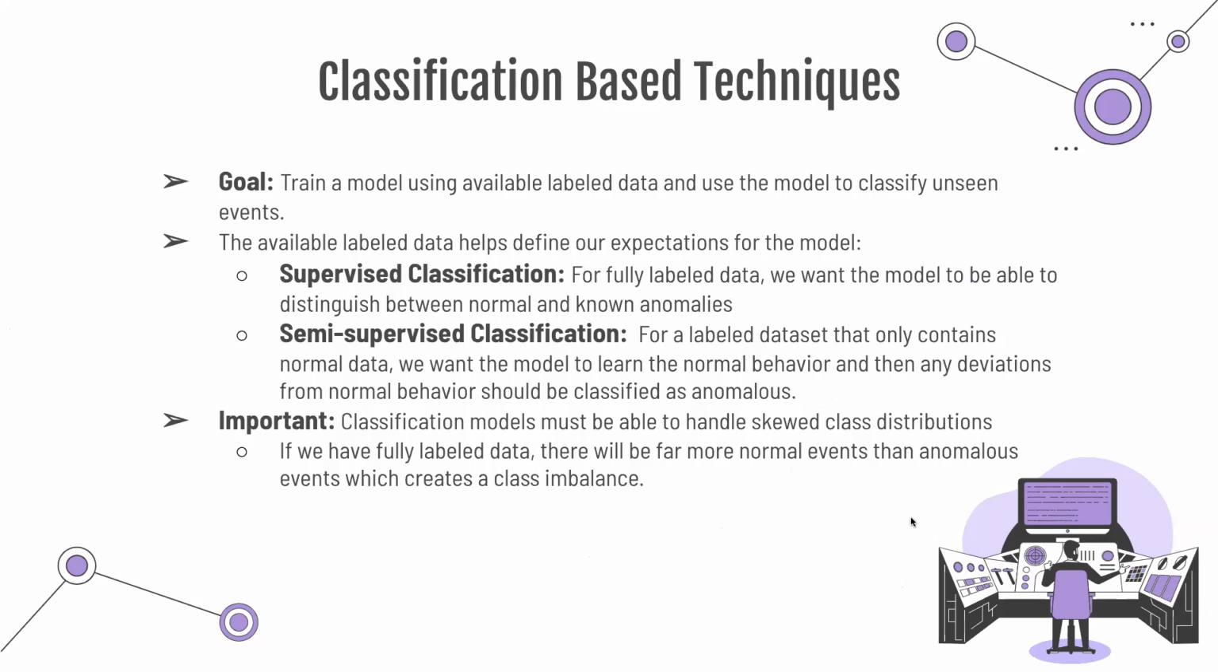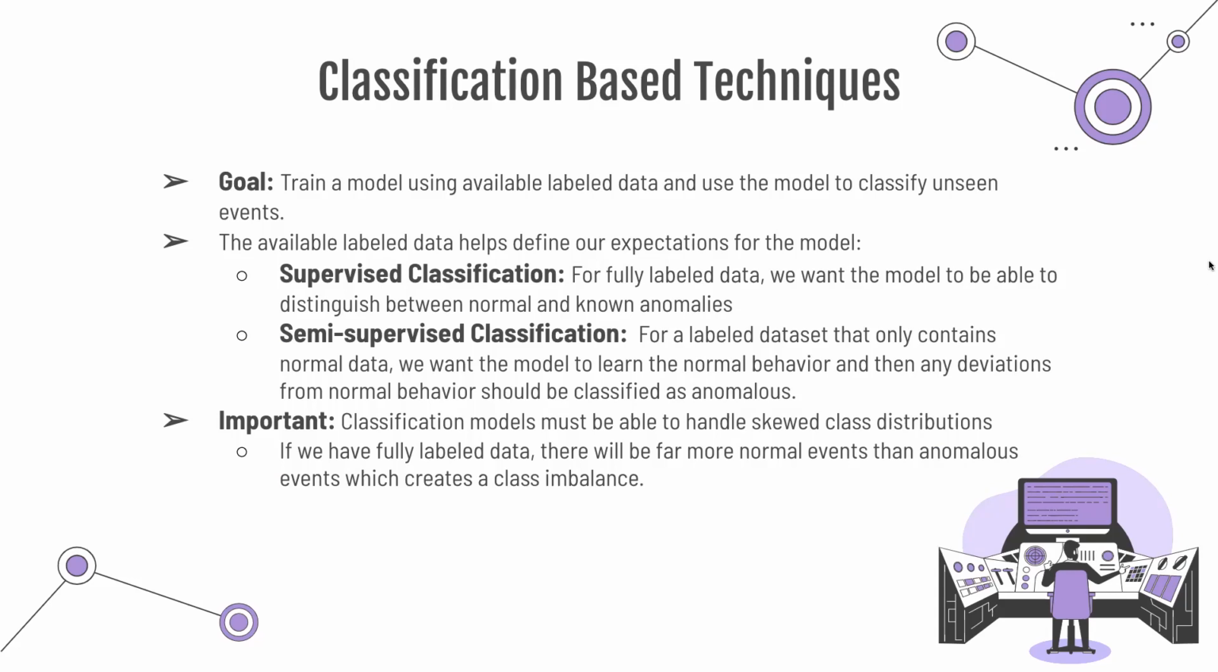For classification-based techniques, not just for anomaly detection but on a broad scale, our goal is to train a model using whatever available labeled data and use that model to classify unseen events. So here, the data, as we mentioned earlier, has an indication of what we will expect from the model. If we have fully labeled data, we're in a supervised sense, and it's the best case possible: we know the anomalies and we know the normal values of the data, then we want the model to be able to distinguish between the two. So we can kind of draw a line, and we know what are anomalies and what are normal values.